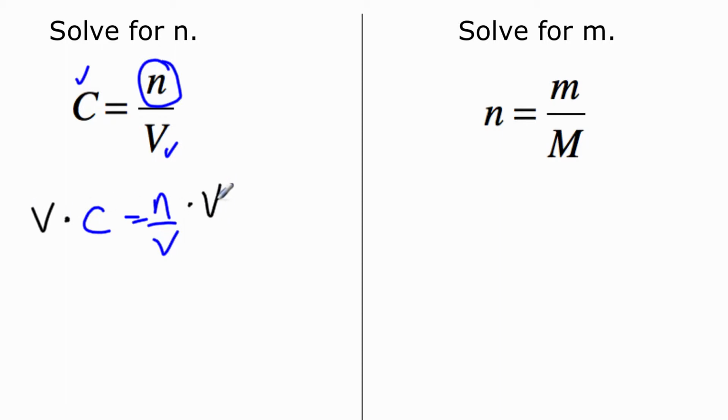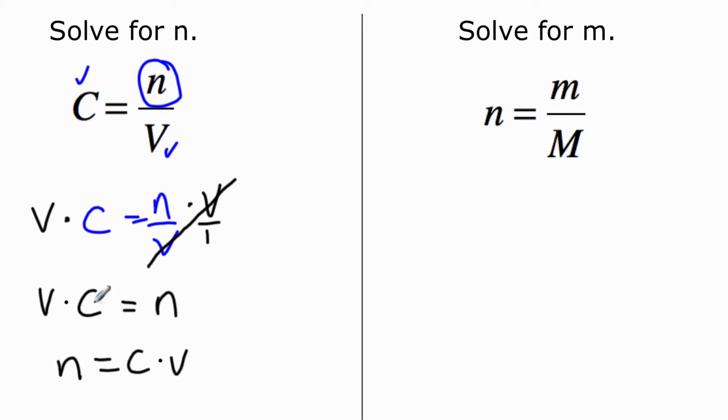Now why would I multiply by a v? Well, because if I have a v on the top and a v on the bottom, that would be a factor of 1 and I can cancel those. So if I have the exact same thing on the top and the bottom, I can cancel them. So on the right side, I'm left with an n. And on the left side, I now have volume times concentration. So now I have solved this equation for n. If I wanted to, I could rewrite that equation as n is equal to c times v, just so that if you like having the variable you're looking for on the left, you can just do a wholesale swap if you want.